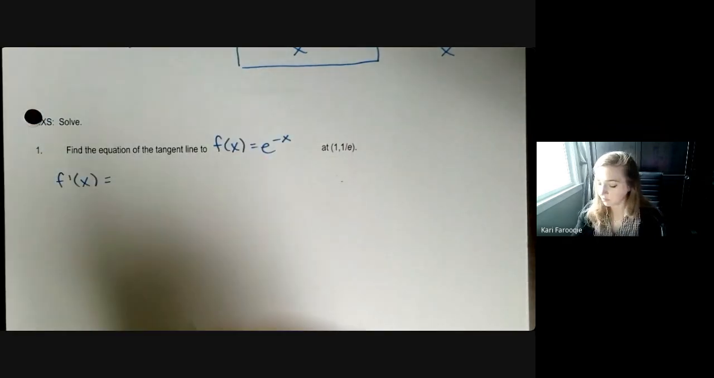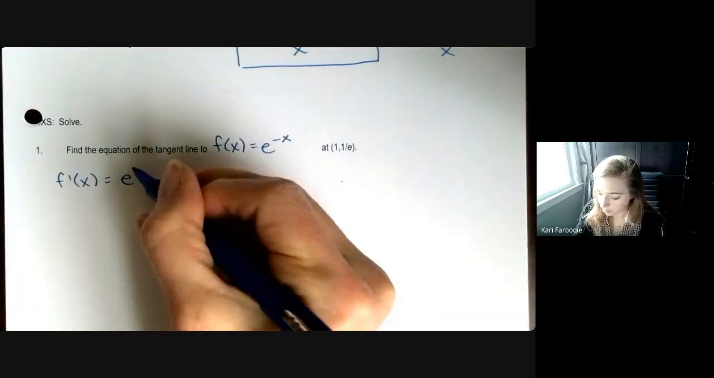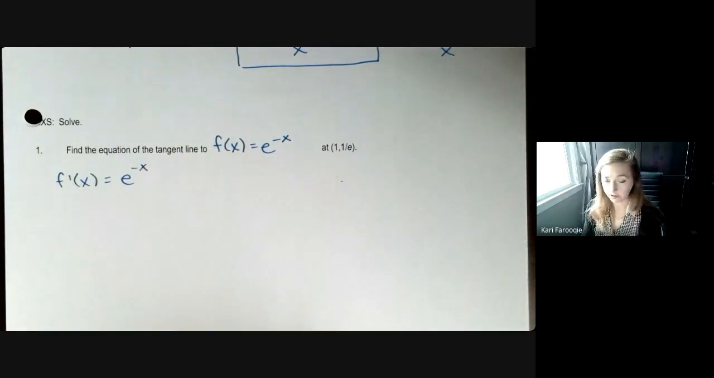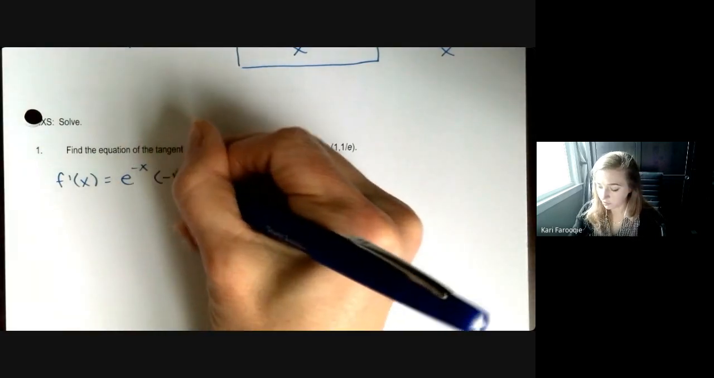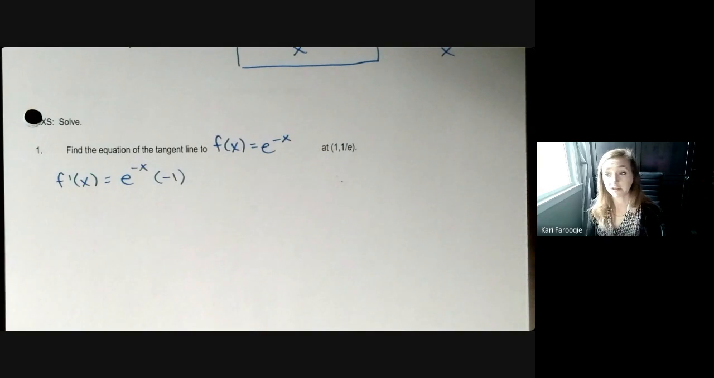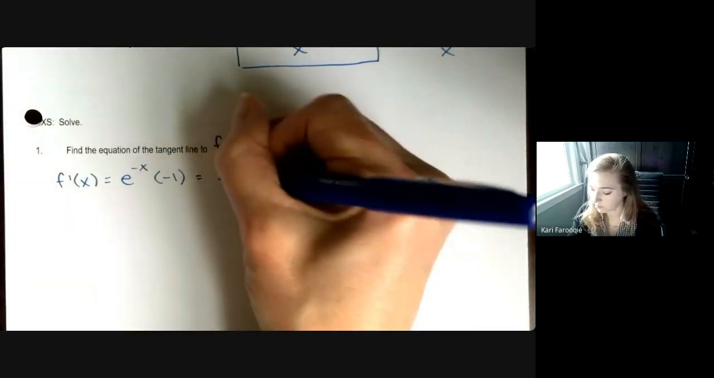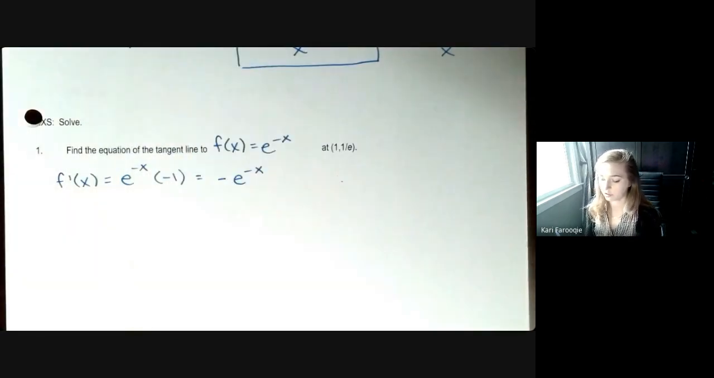F prime of x, remember, is e to the negative x. Keep your function exactly as it is and multiply by the derivative of the inside function. The inside function is negative x. The derivative of negative x is negative 1. So this is negative e to the negative x. Now that gives me a slope for any given general point that I want to find.